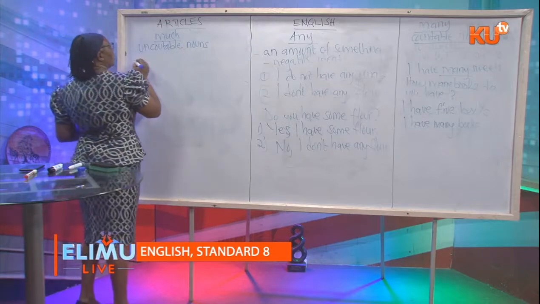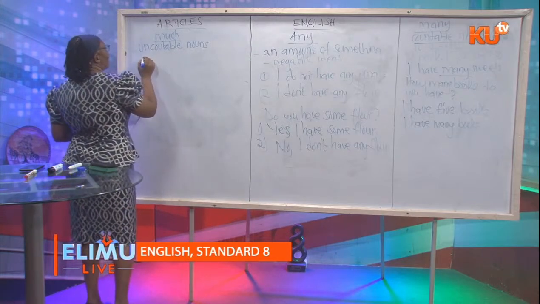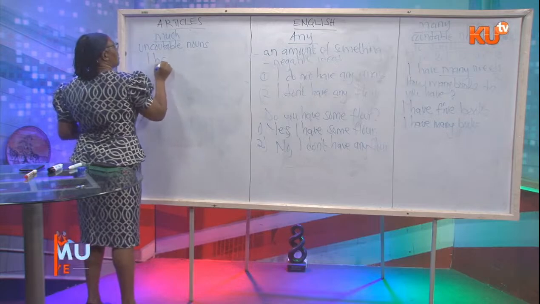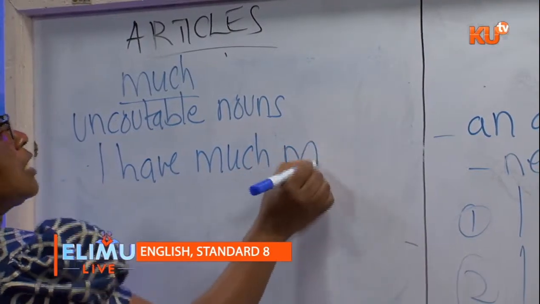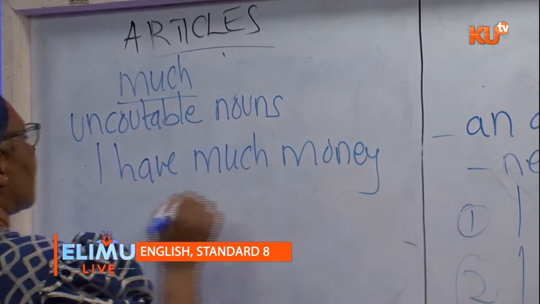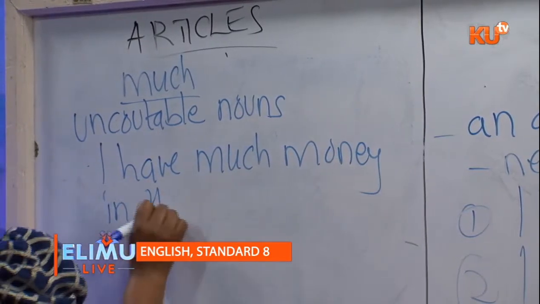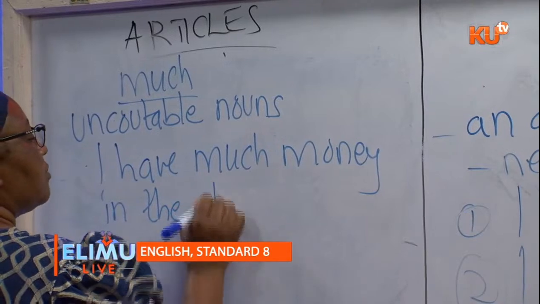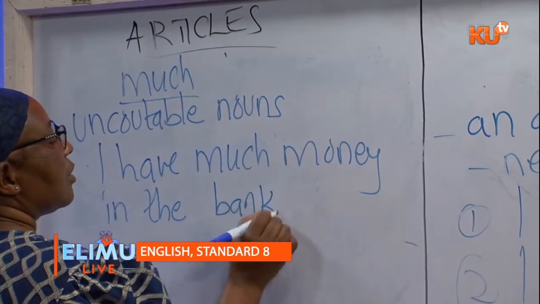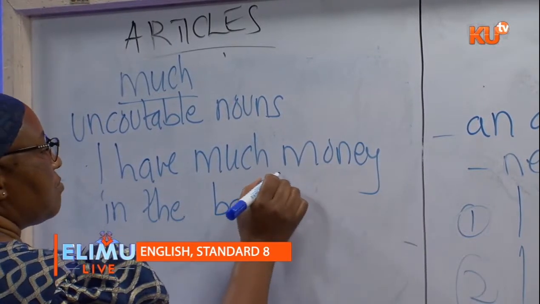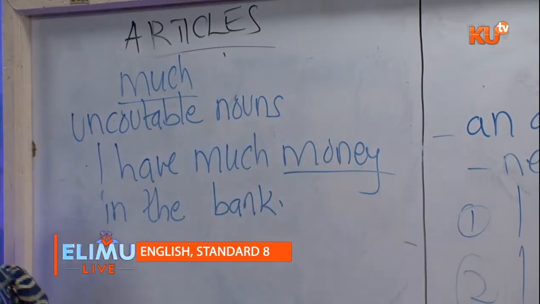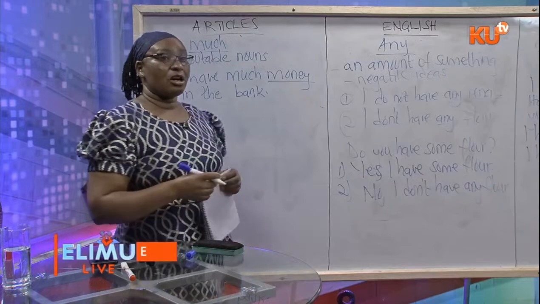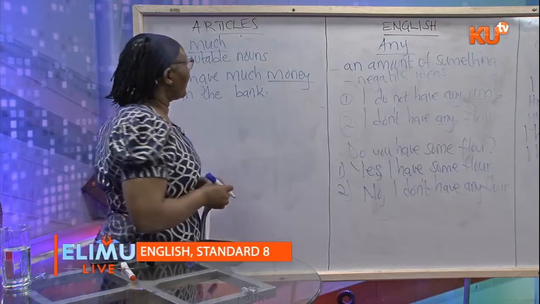For example, I may say that I have much money in the bank. Now, the word money is a noun which is uncountable, because you can't count the particles that are used to make money.